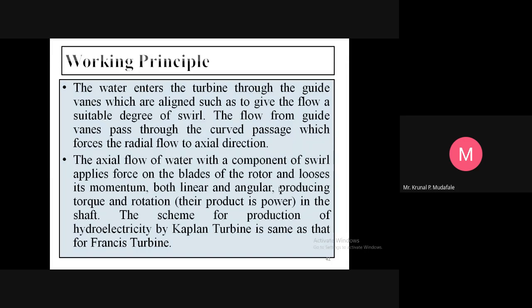If we want to calculate power, it is the multiplication of torque and rotation of the shaft. The scheme of production of hydroelectricity by the Kaplan turbine is the same as that of the Francis turbine. So obviously the same working is available.